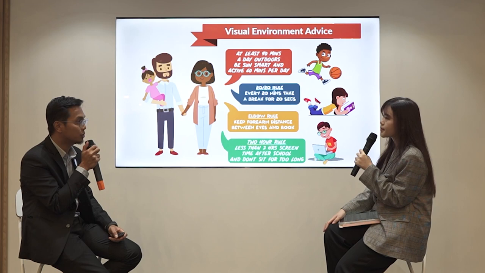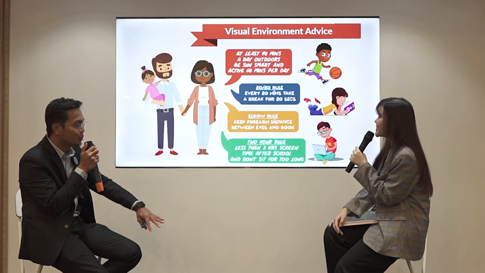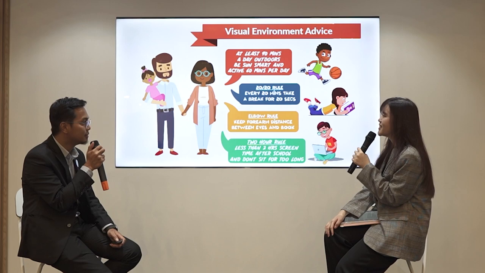Encourage them to do more outdoor activities. Ask them to walk around on the grass, make their feet feel the grass, so that it will develop their motor skills and sensory skills.